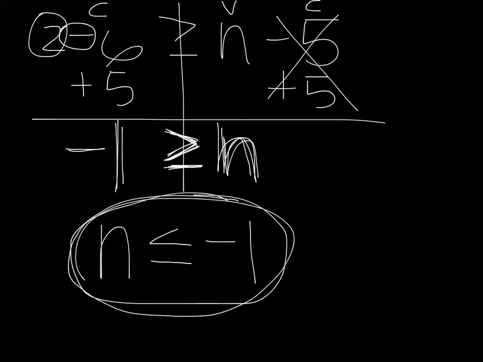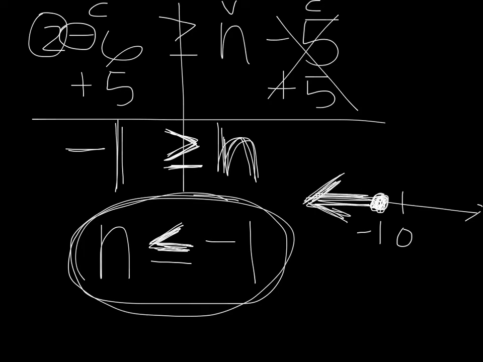Now, once you've flipped it around so that the letter's first, now go ahead and take a stab at graphing it. There's 0 and -1. Since this is a less than or equal to, I have to color in the dot. And then since it says less than, that's pointing to the left, so I need to shade everything that is less than or left of -1. So that's example number 2. Let's go to number 3.